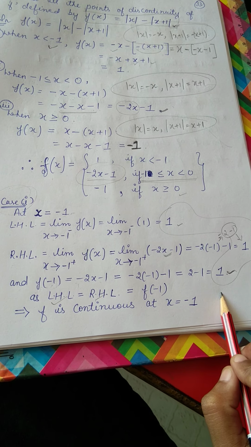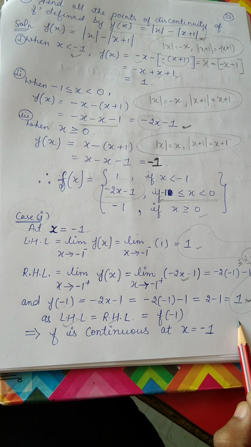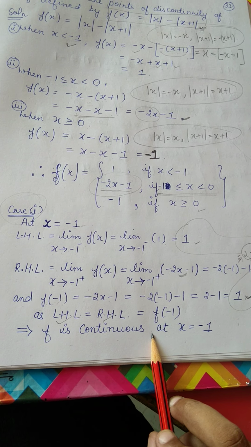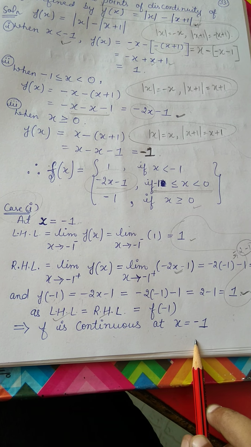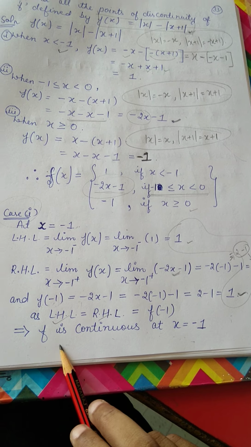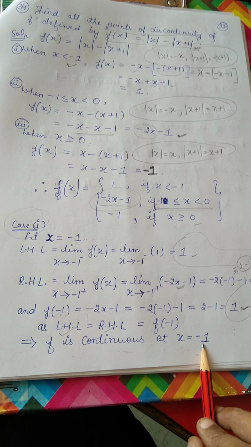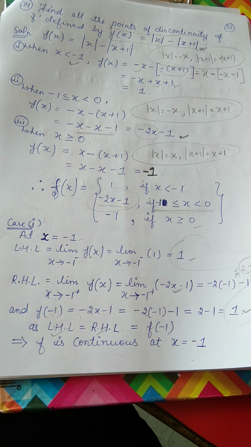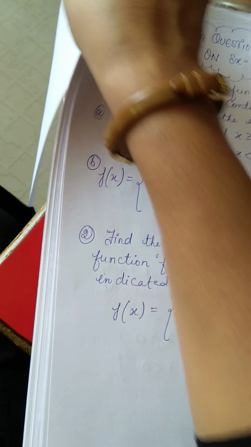So if they are all the same, what you can write is that your f is continuous at x is equal to minus 1. Now let's move to the next case of this question.